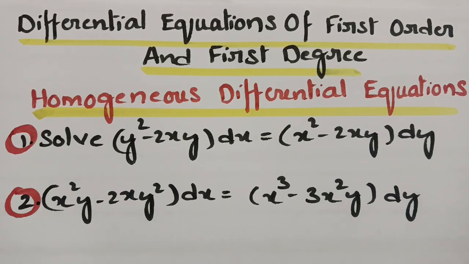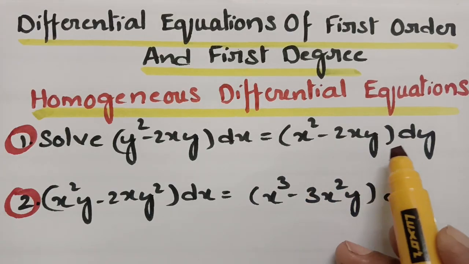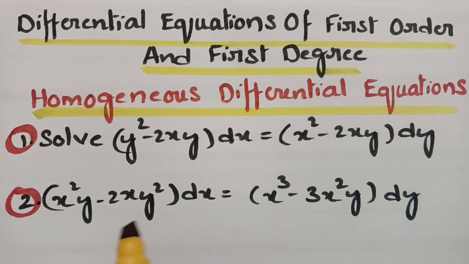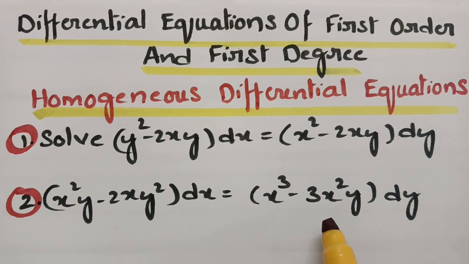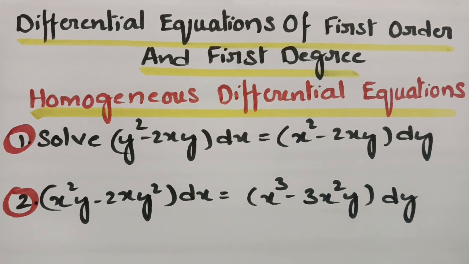Let's get started with the solution for today's problem on homogeneous differential equations. The topic is from differential equations of first order and first degree. The two problems are so important here. First, we have to solve (y squared minus 2xy) dx is equal to (x squared minus 2xy) dy. And the next equation is (x squared y minus 2xy squared) dx is equal to (x cubed minus 3x squared y) dy. So here is the solution for the first question.